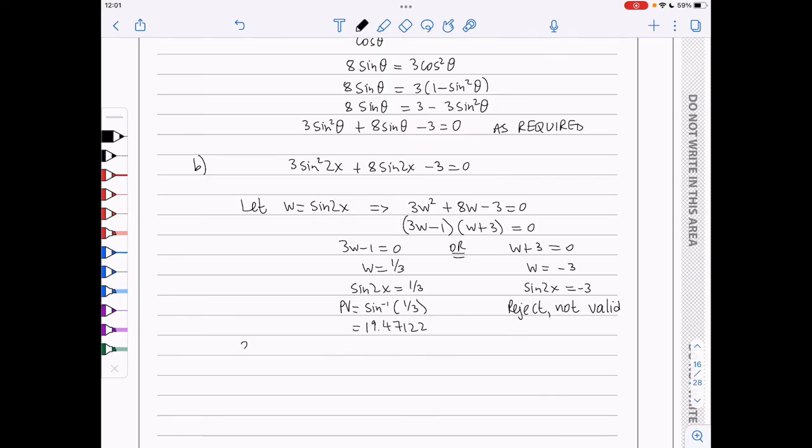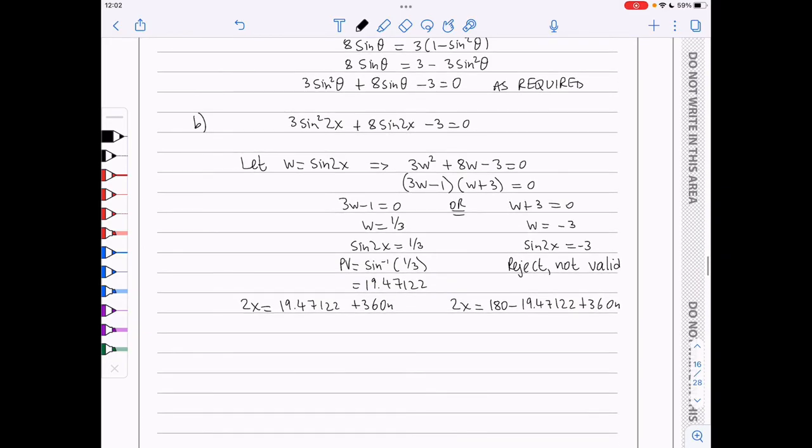19.47122, which means that 2x is 19.47122 plus 360n, or 2x is 180 minus 19.47122 plus 360n. I will divide throughout by 2, leading to x being 9.7356 plus 180n, or x is 80.2644 plus 180n, and therefore we're looking for solutions between 0 and 90 to 2 decimal places.